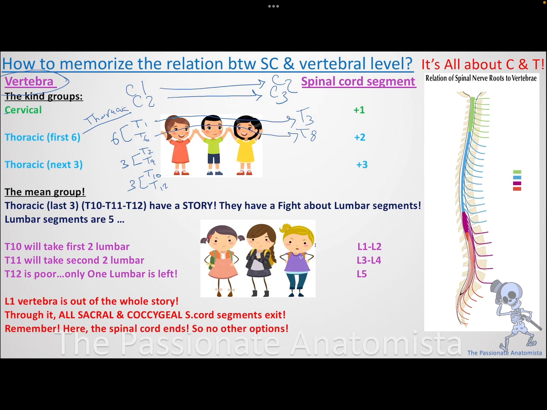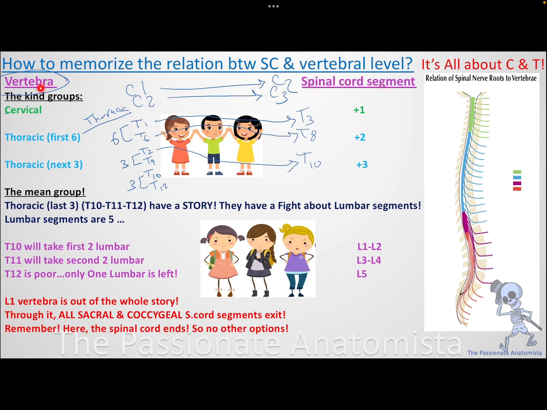So if you are at the level of T7, T7 plus 3 will give you T10. So at the vertebral level T7, which spinal cord segment is there? It's T10. You need to add 3. All right, is that easy? So in the cervical region, you need to add 1 to know which spinal cord segment is there.